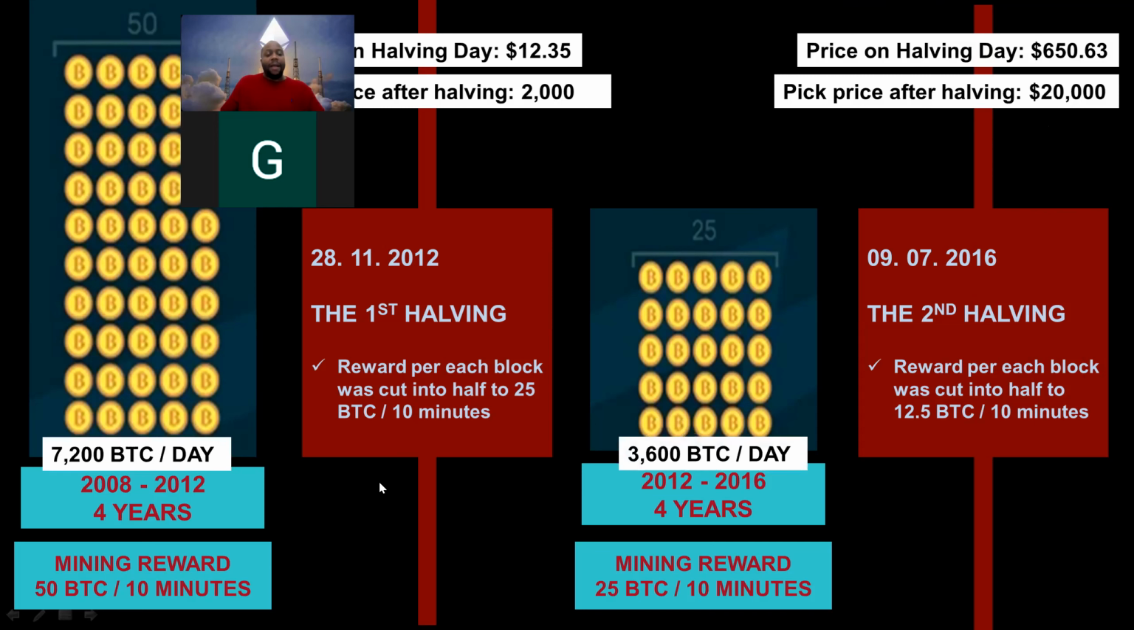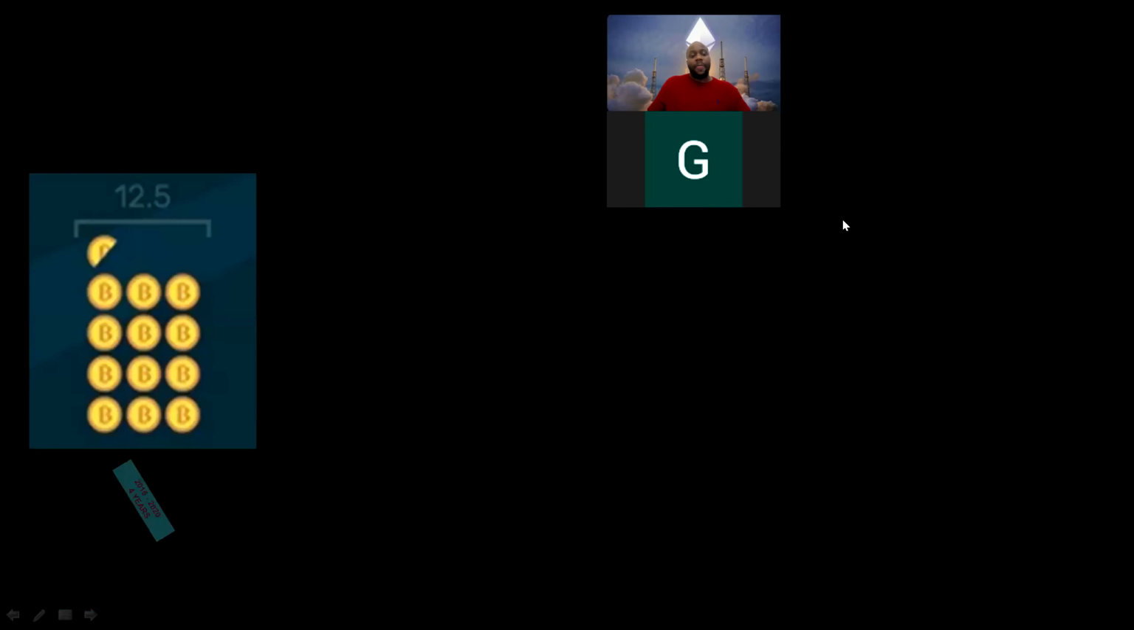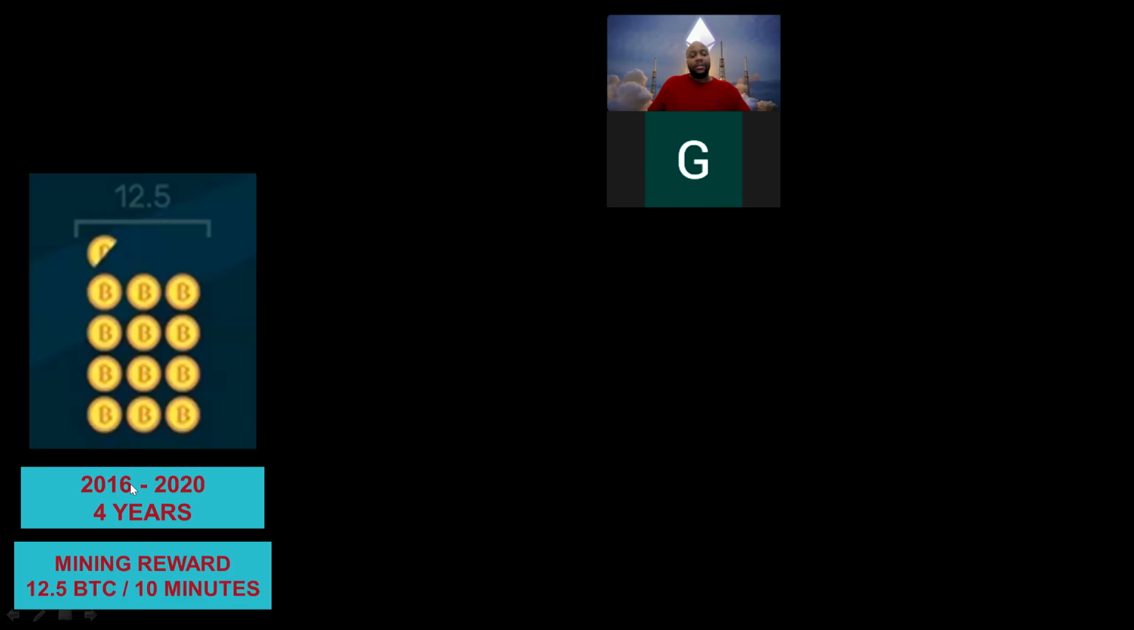What happened is that the supply was 7,200 Bitcoin per day in the first 4 years. In the second 4 years, the supply was 3,600 Bitcoin per day. This is what led to the price increase. After the second halving, the Bitcoin produced per block, or per 10 minutes, was 12.5.